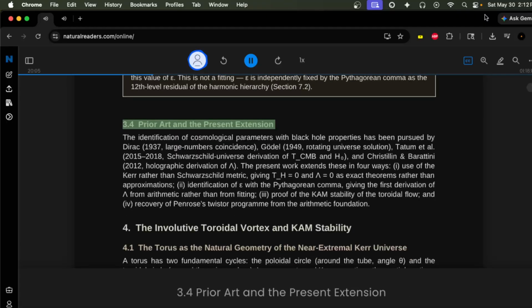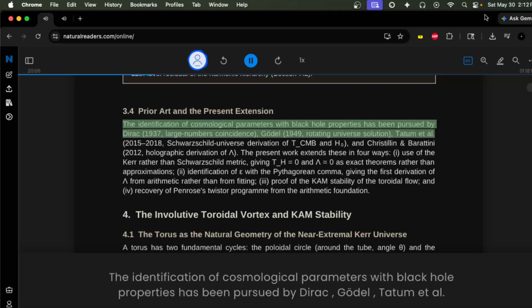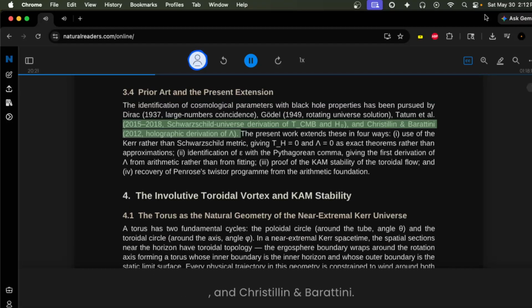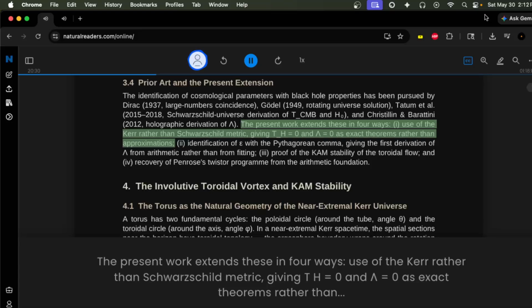3.4 Prior art and the present extension. The identification of cosmological parameters with black hole properties has been pursued by Dirac, Gödel, Tatum et al. And Cristillon and Berrettini. The present work extends these in 4 ways: use of the Kerr rather than Schwarzschild metric, giving θ = 0 and Λ = 0 as exact theorems rather than approximations.